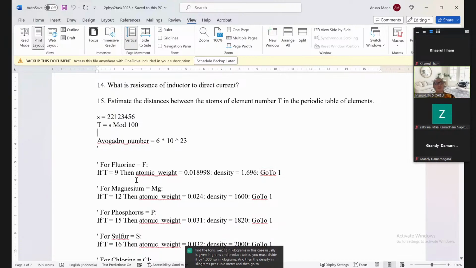So for example, if your T number is 1, then you must copy this line and write T1, then find atomic weight for hydrogen, density of hydrogen, etc., etc. If it is 1 for hydrogen, yeah. So please do that. If your element is already here, then just type your student number here, and that's it. No need to calculate. Yeah.